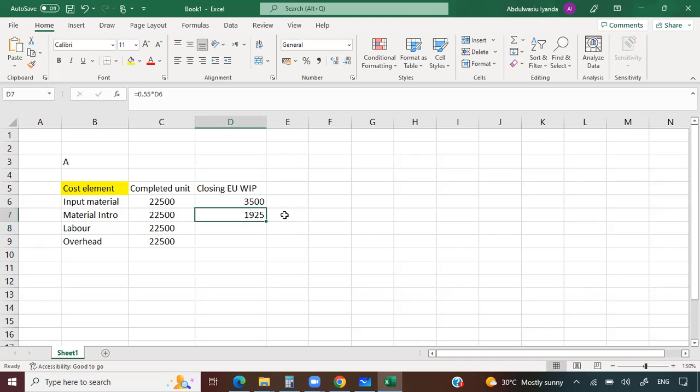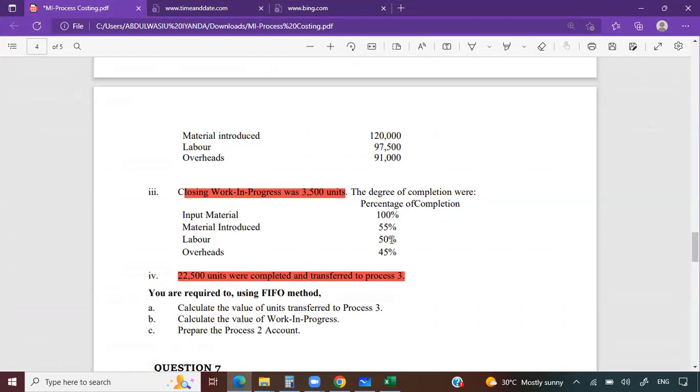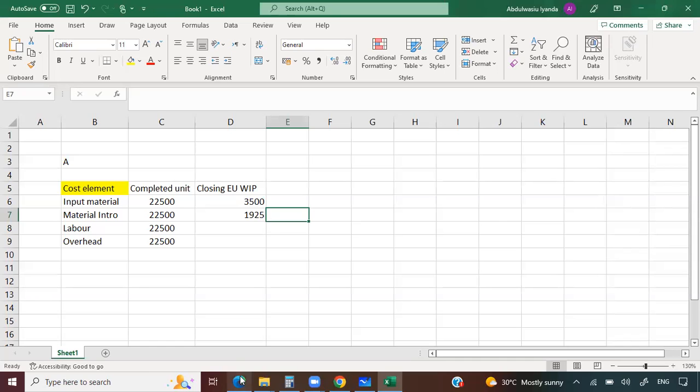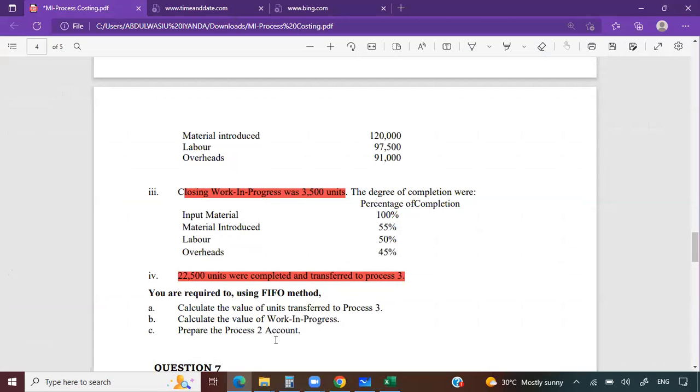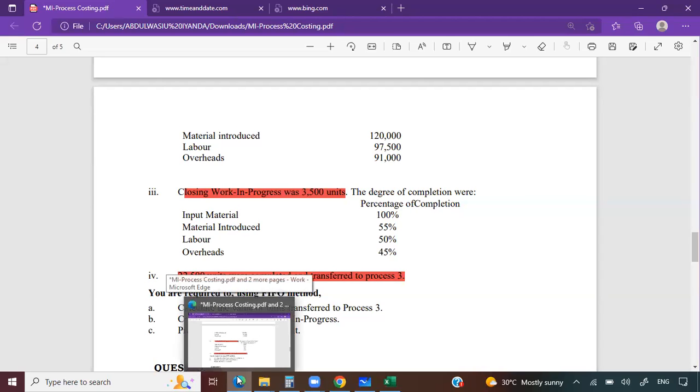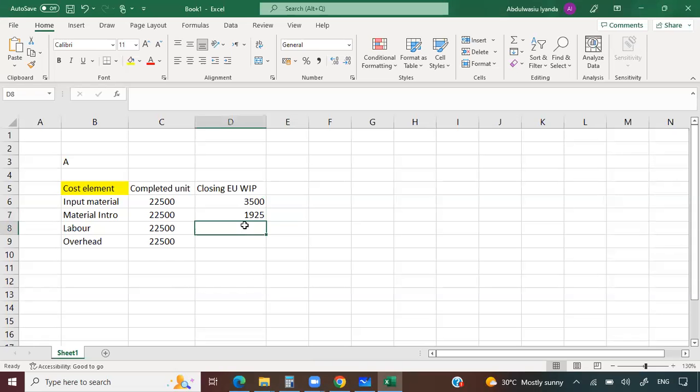Sorry, I don't like to use Excel most of the time. For material, you have completed material, which is still going to be 35. That is 100%. Material introduced, you have completed 55% of it. So 55% of 35. 100% of 35 is 35. Labor, you're also going to say that is 50%, so 0.5 multiplied by 35.